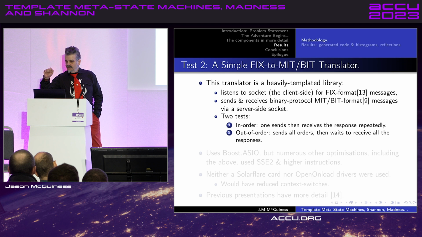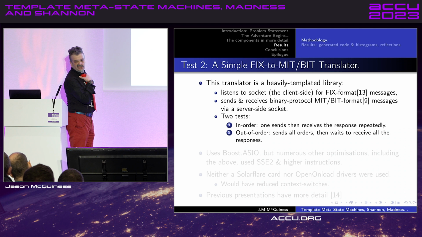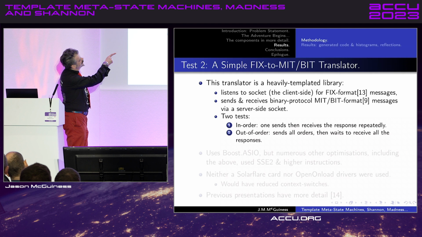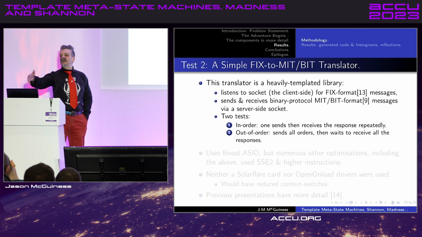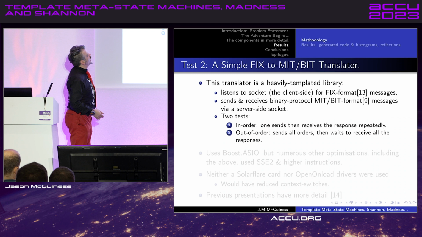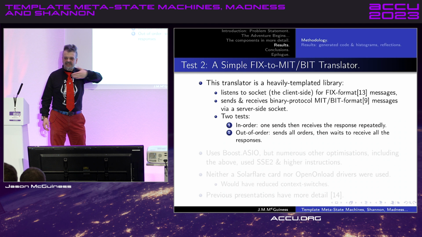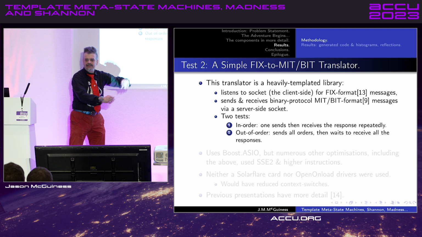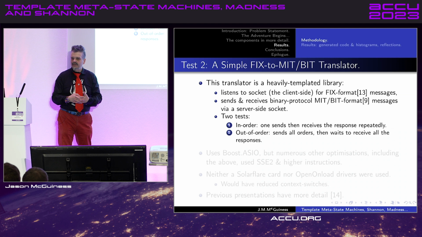It's very heavily templated, the translator, because it's reasonably fast. It listens to a socket on the client side for fixed messages, and then on the server side, sends those MIT-to-bit format messages. They're basically structs, so you know the layout in advance. I had two tests. One is in order, so I send a new order message, I receive a response. I send another new order message, I receive a response. Then I have out of order. I send all the new order messages, 10,000 of them. I wait for 10,000 responses. I repeat this a lot.